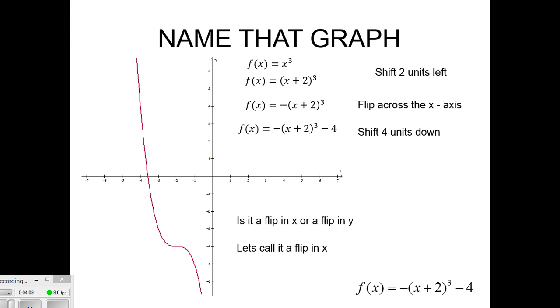Again, a couple good checkpoints. Where's this y-intercept? Well, it's going to occur when x equals 0, which is going to be what? 2 cubed, which is 8, offset by a negative 8, minus 4. So it's going to be way down there, as you would expect, okay?